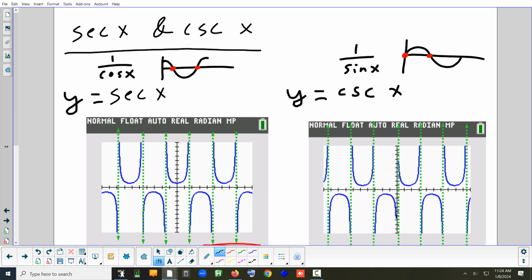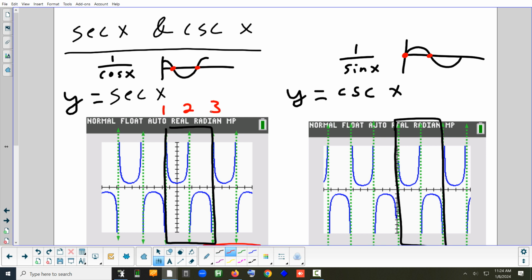Now, just to be clear, what is a cycle? What I'm putting a box around. This is 1 full cycle. A cycle for secant and cosecant is a full U shape and a full N shape. And how many asymptotes are there per cycle? 2. Right. So this would be like asymptote 1, 2, and 3. You could think of it as asymptotes 1 and 2 belong to the box in black. Asymptotes 3 and 4 would belong to the box in red.